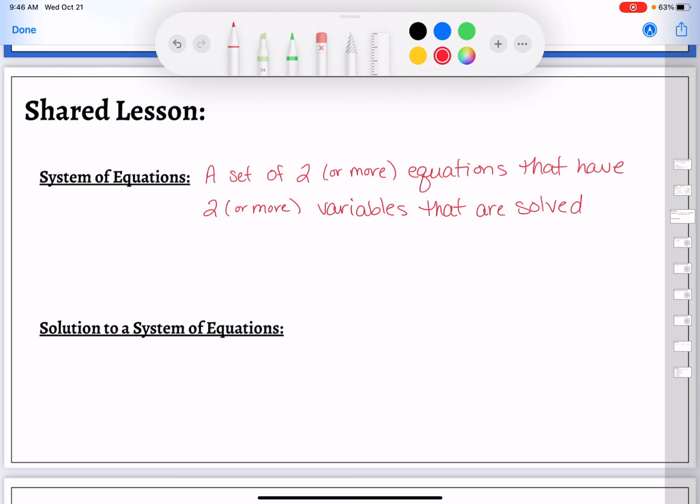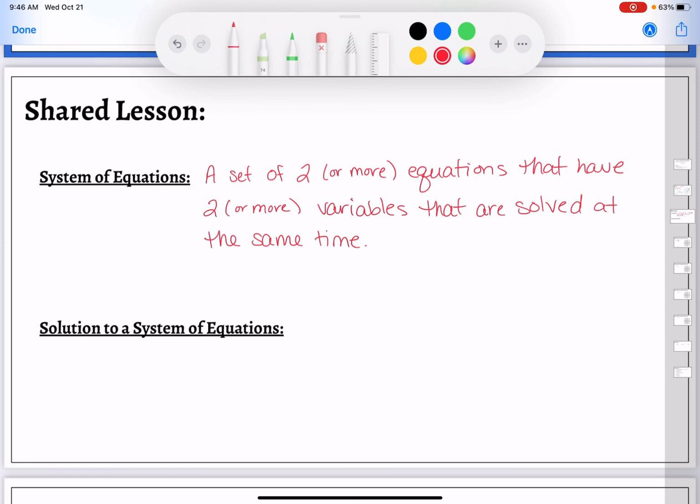That are solved at the same time. So in that definition, I always said 2 or more. Now, we won't get too much into the or mores in this class. I will let you deal with that in Algebra 2 and beyond. But the idea of how you solve these could work for however many equations that you might have.